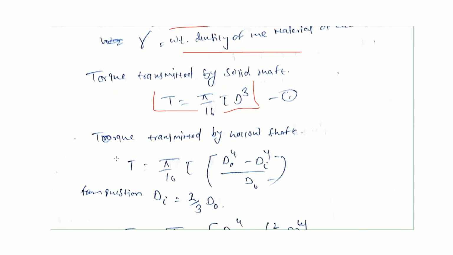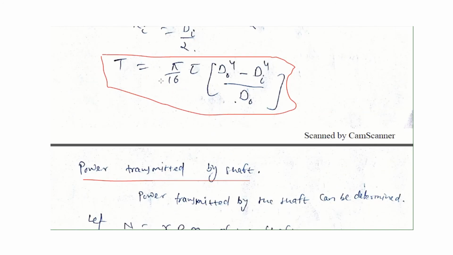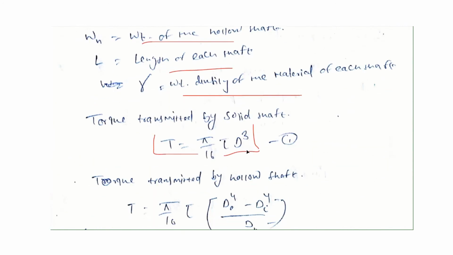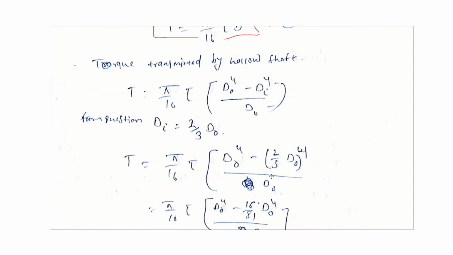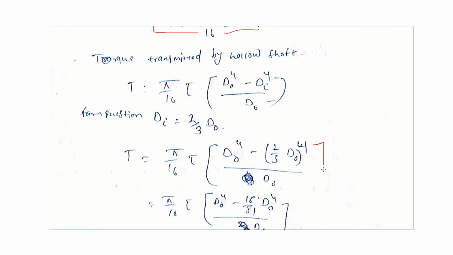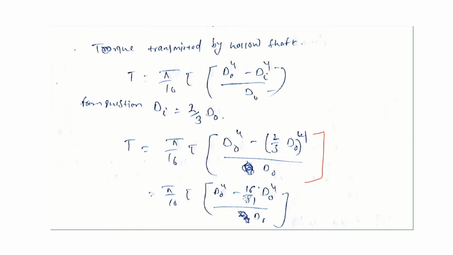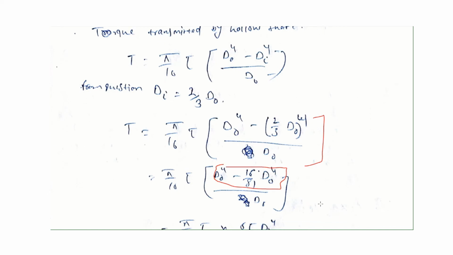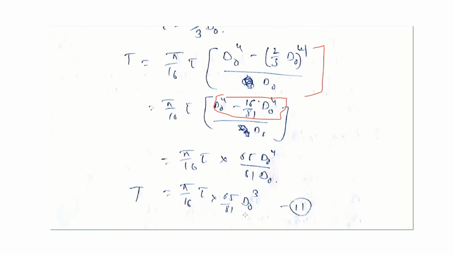For the hollow shaft, T equals pi by 16 tau times d outer to the power 4 minus d inner to the power 4, divided by d outer. From the question, d inner is 2 by 3 times d outer. So we put it here, and it is to the power 4. 2 to the power 4 is 16 and 3 to the power 4 is 81. Simplify this, and it will give 65 by 81. Yes, 65 by 81, and the outer term gives d outer cube.